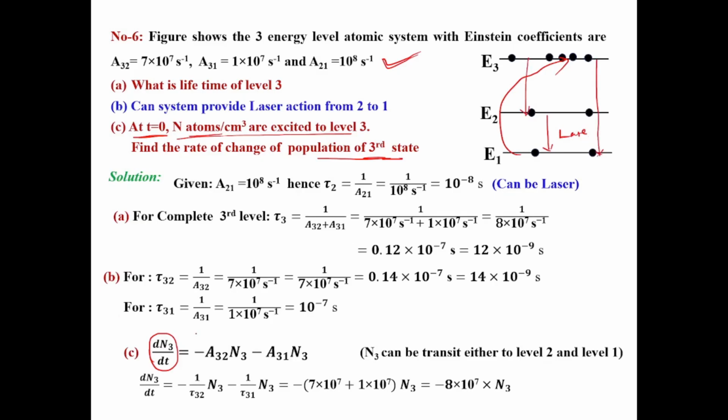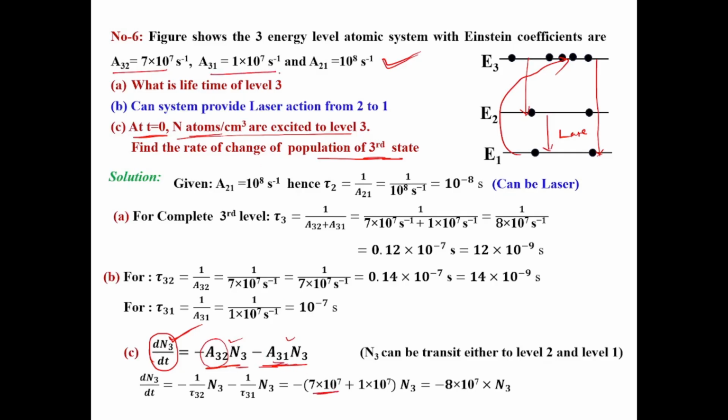So the rate of change of atoms or molecules for the third level, or the rate equation of the third level, will be nothing but minus A32 N3 minus A31 N3, due to which the atoms or molecules are going to decrease. So only for that it is minus and minus. The A32 value has already been given, 7 into 10 to the power 7.